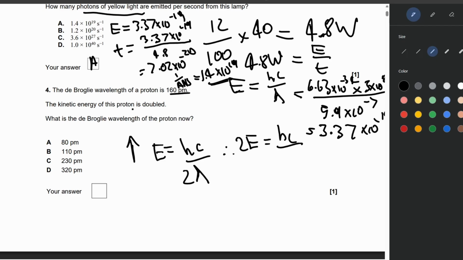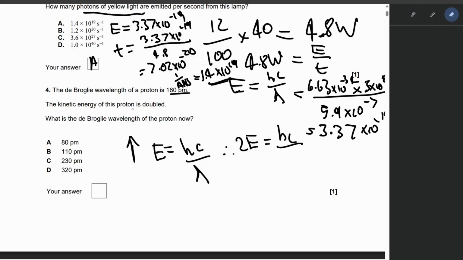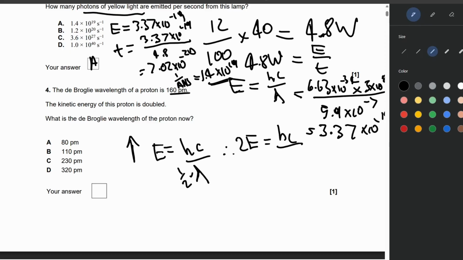No, because if you divide it by 2, that means you're dividing it by more. Wait. If you're dividing the wavelength by 2, you don't times it by 2, because then it'll be bigger. You're halving it, like you're doing half of the wavelength. So 160 divided by 2, well, that's just 80. So it'll be A.